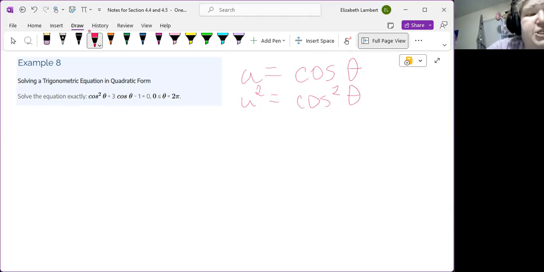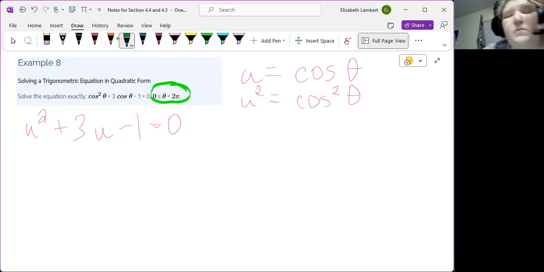So that means our equation here is now u squared plus 3u minus 1 equals 0. I'm just going to put a little circle around that other stuff. All right, so this is a quadratic. That doesn't factor, because why would it factor? So good thing I went to the u's, because we get to use the quadratic formula.